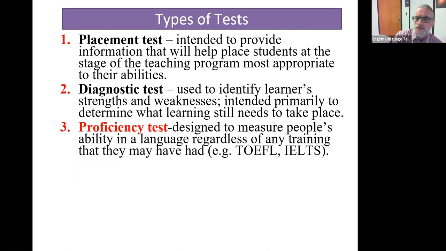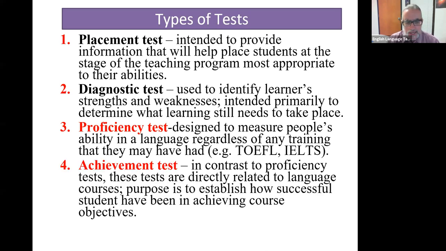Proficiency testing, of course, is those large-scale tests that determine people's overall proficiency, regardless of any training. So proficiency tests are completely divorced from any learning outcomes or programs or training, right? And then achievement testing is what happens in the classroom, right? As it says here, achievement testing, achievement of what? Achieving learning outcomes, right?